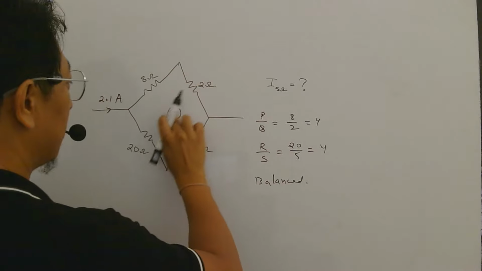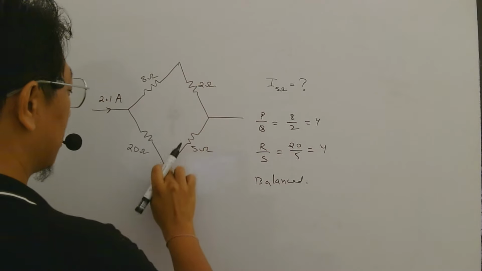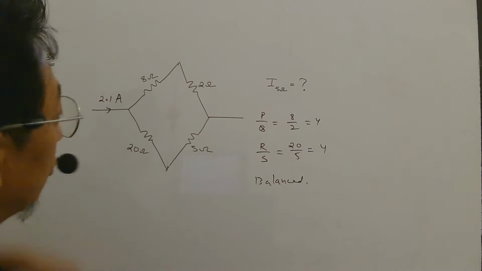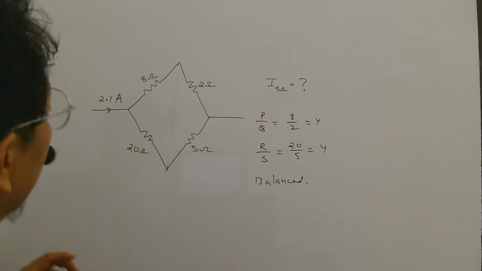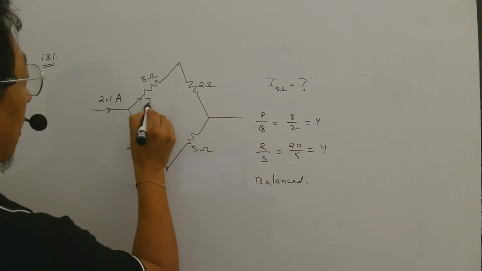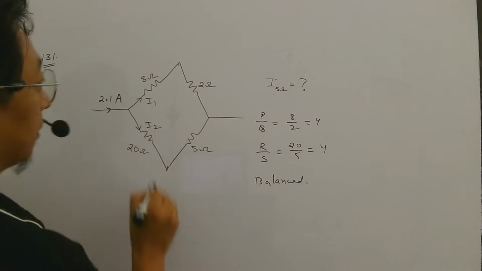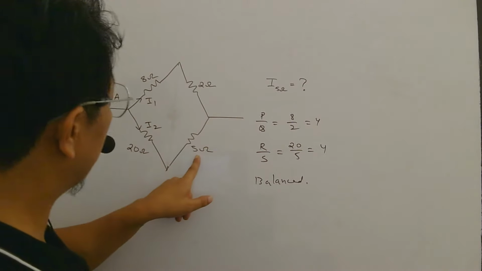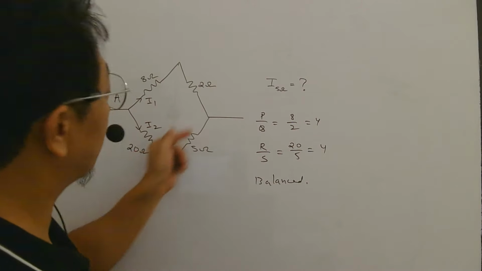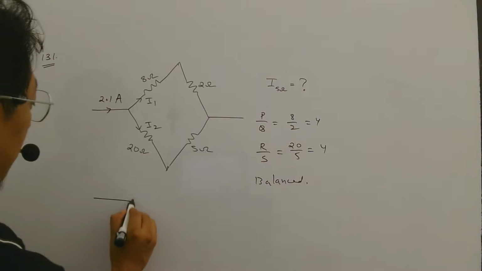So this branch will be useless, so you can remove this branch. No current will flow here, right? Now this current will divide here into I1, I2. In the question we have to find the current here, so we have to find I2. Here you can use the branch rule, isn't it?